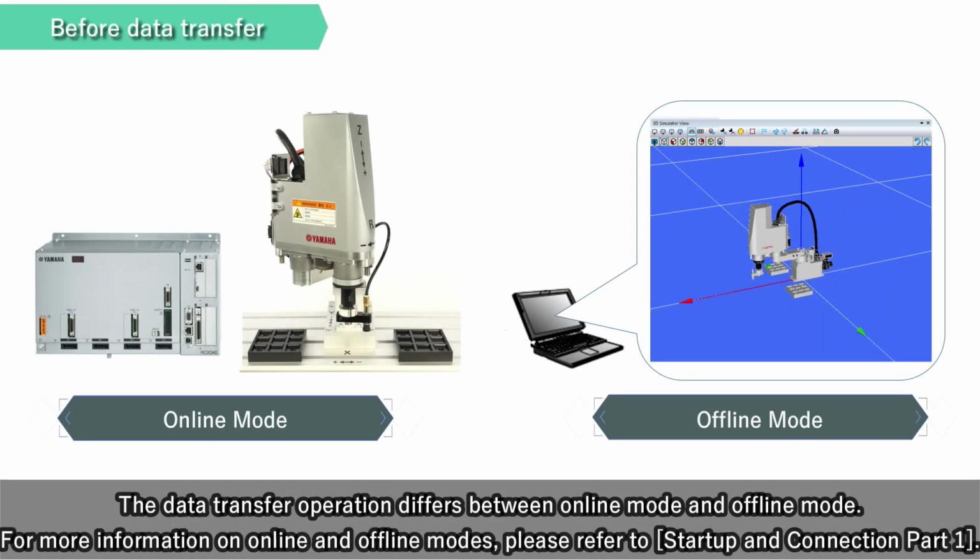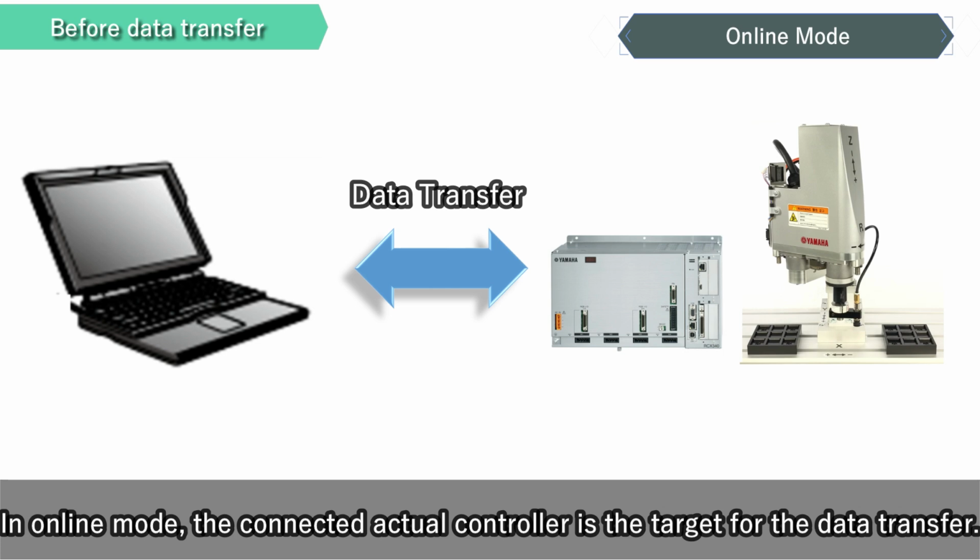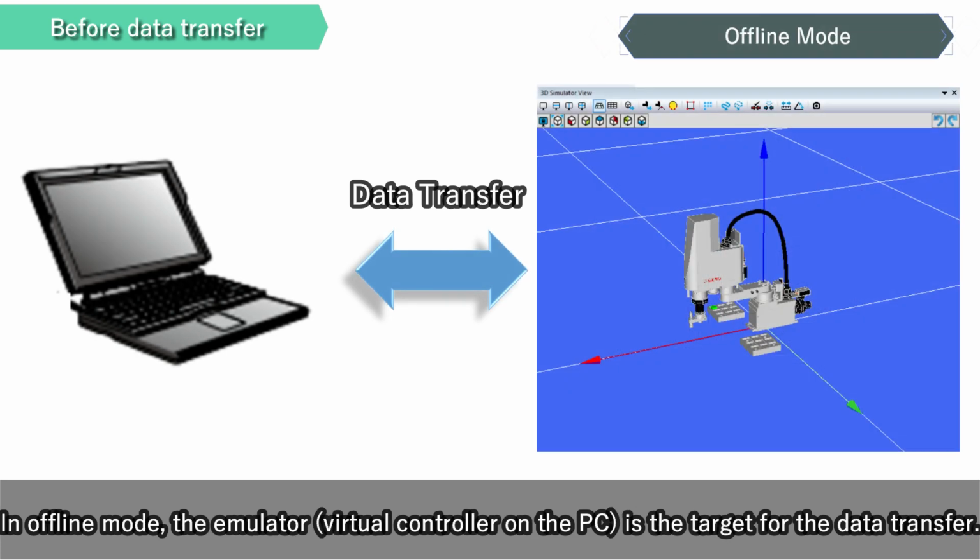The data transfer operation differs between online mode and offline mode. For more information on online and offline modes, please refer to Startup and Connection Part 1. In online mode, the connected actual controller is a target for the data transfer. In offline mode, the emulator is a target for the data transfer.